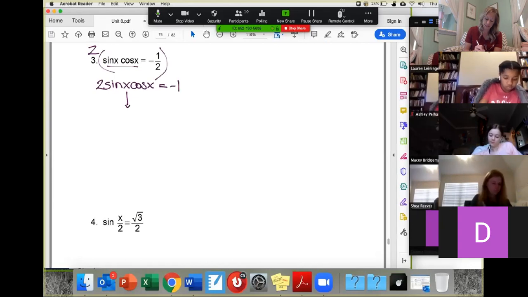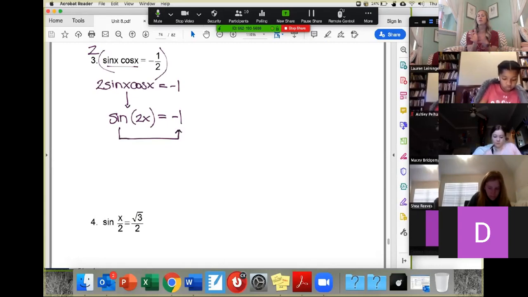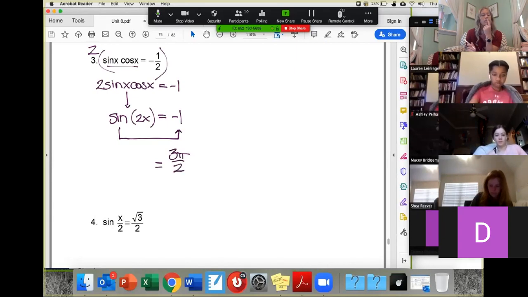Then, because that is the same as my double angle identity, I can go back to a sine of 2x and use the exact same process we've been doing. Ask yourself the question, where is sine -1 without thinking about the 2x? So where will that happen? 3 pi over 2. Is there any other place that sine will be -1? No, that's okay. So that's my first rotation.